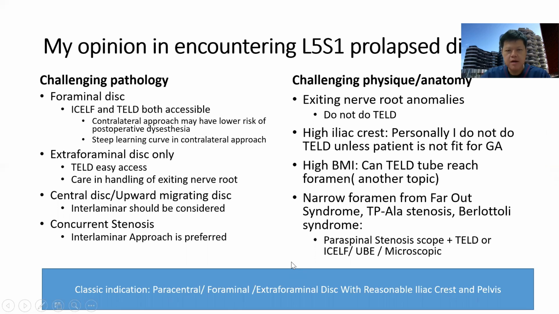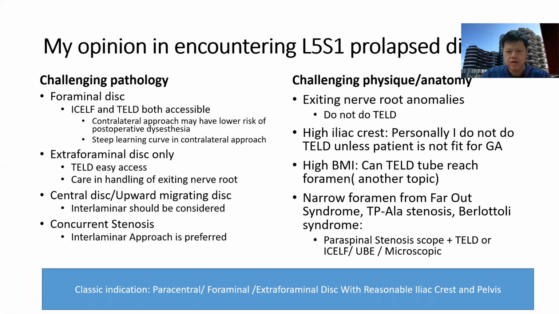So in my opinion, in encountering L5S1 prolapse, we look at whether it's a challenging pathology or challenging anatomy. If there is a foraminal disc, then it is in the area where both the contralateral and transforaminal approach can be accessible. The contralateral approach has in our series less risk of post-op dysesthesia, but there's a steep learning curve. For extraforaminal disc only, I think the transforaminal approach has easy access. And as long as we take care in handling the exiting nerve root, I felt that we should give sufficient sensory nerve root block, even in GA cases, in patients where we need to manipulate the dorsal root ganglion.